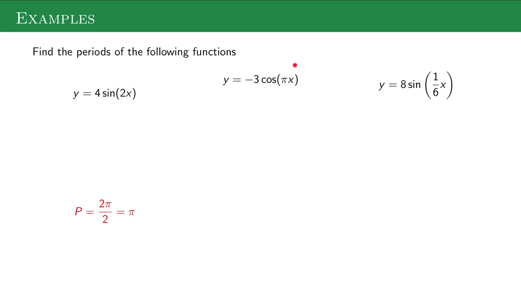The next one, negative 3 cosine of pi x. Again, this negative 3 doesn't matter, that's the amplitude. I just care about this pi next to the x. And I'm going to take 2 pi divided by pi. The pi's cancel. In this case, I get 2.